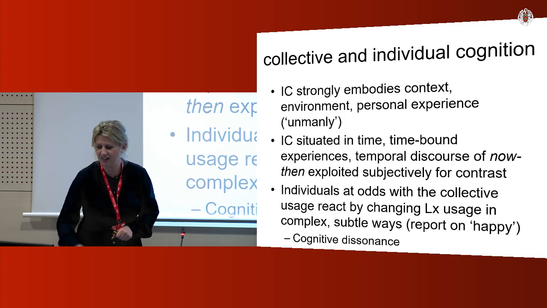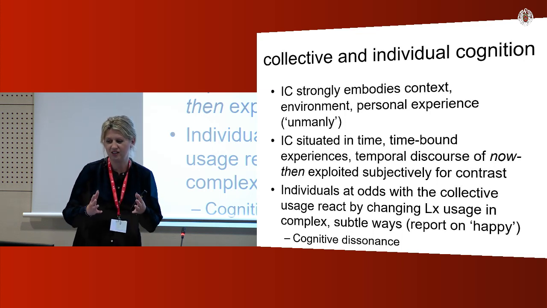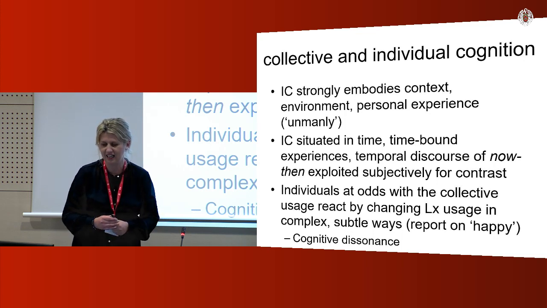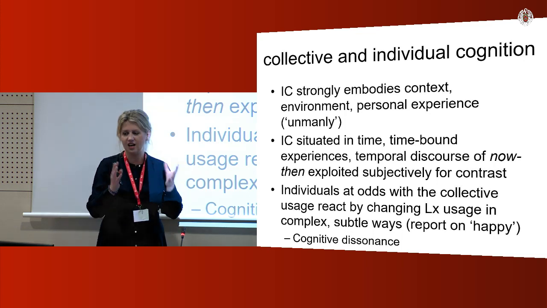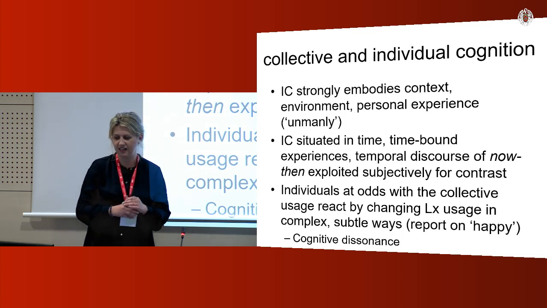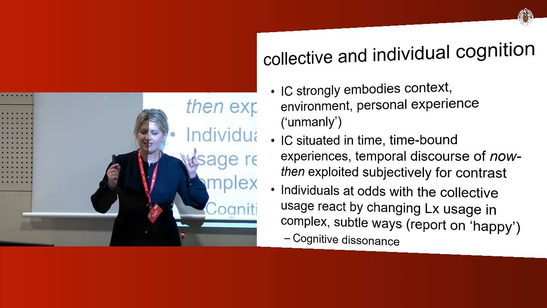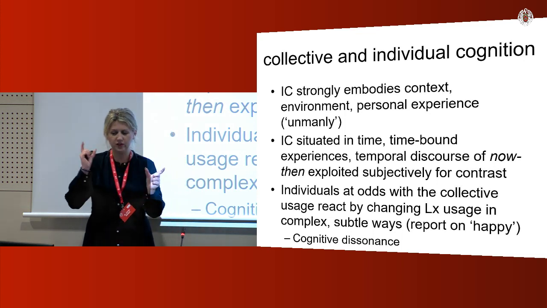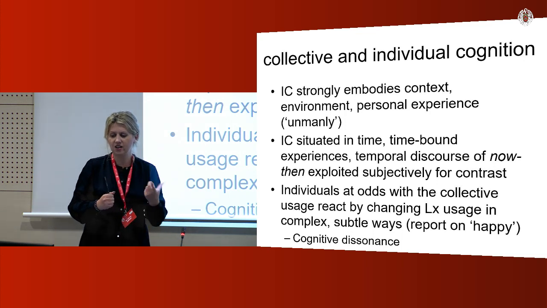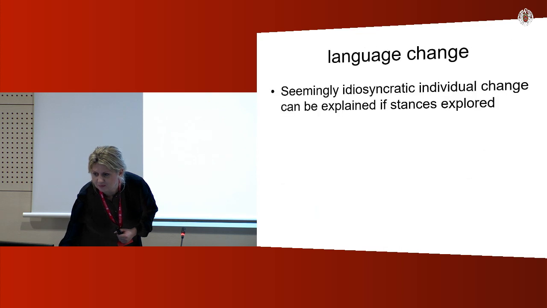Relationship between collective and individual cognition. We see that individual cognition strongly embodies the context and the environment, the personal experience. Think about the gay and manly guy. It's very much situated in time, where we talk about different, let's say, experiences from now and then. We also see that sometimes when individuals are at odds with the collective usage, they react by changing linguistic usage in complex and subtle ways. So, for instance, they can report on gay in terms of happy.